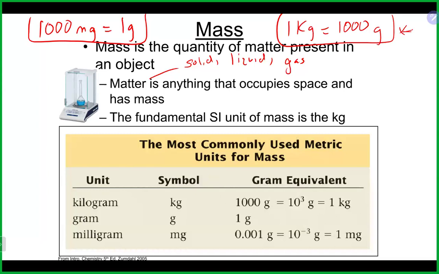And again, these are metric SI units. For example, when you go to the doctor, oftentimes they give your weight in kilograms, right? They use that as the unit.